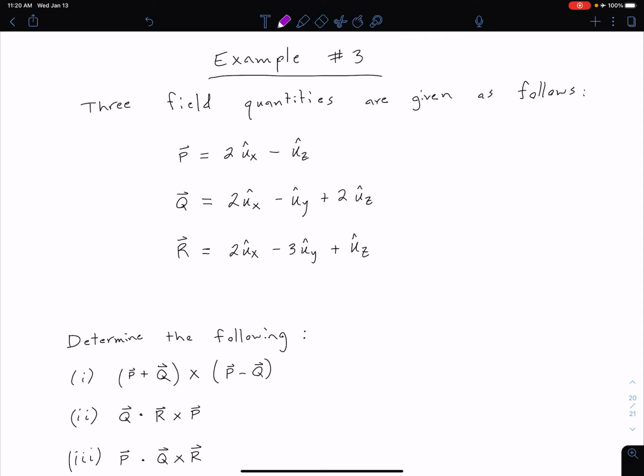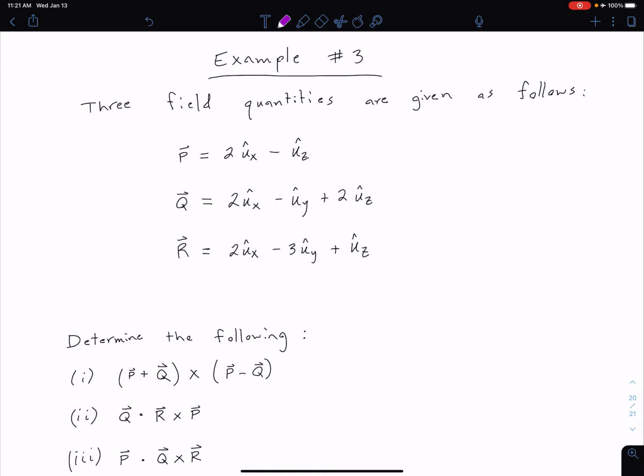Let's look at one more example to make sure we're comfortable with all of these new ideas in our vector algebra. This example is a little bit long, so I'm going to split it into two videos. So we can see here we have three field quantities, P, Q, and R, each of which are divided into their X, Y, and Z components, except for, of course, P, which we see does not have a Y component.